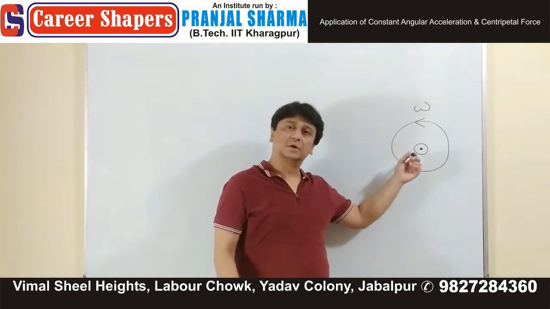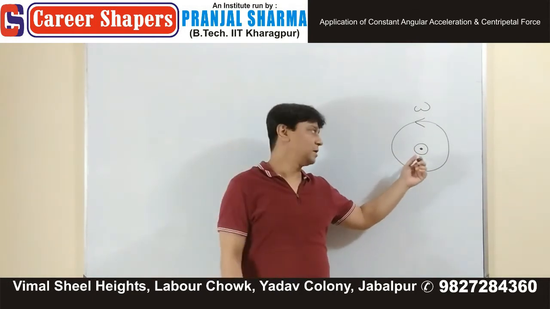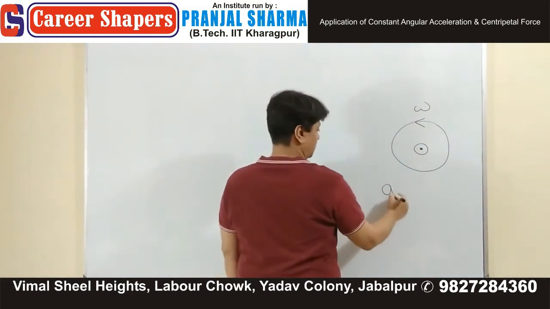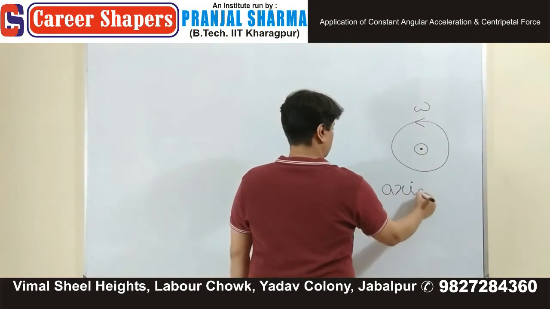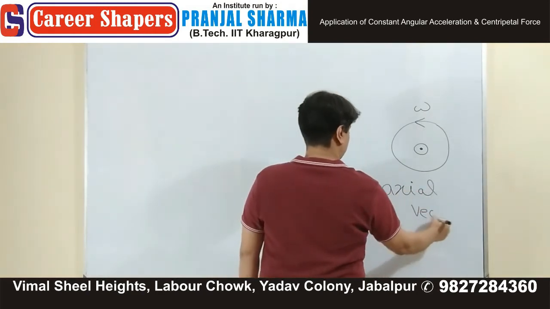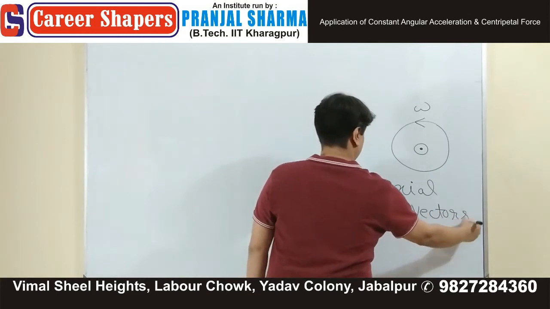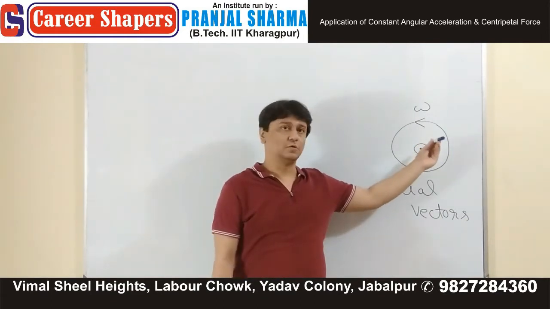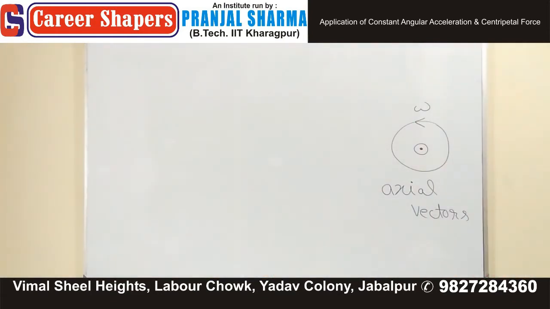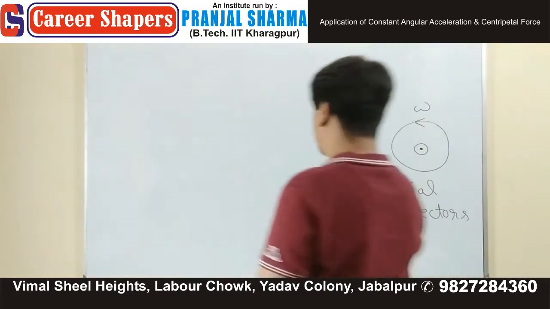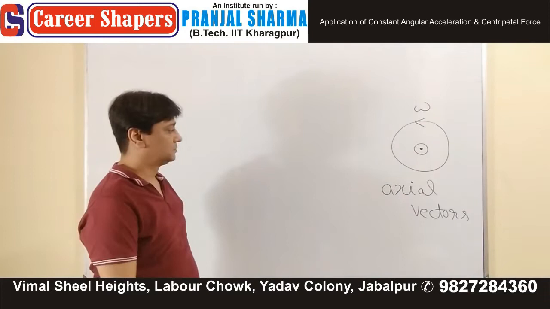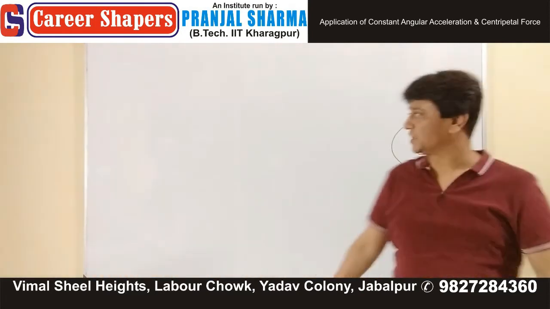Angular displacement, angular velocity, angular acceleration, all these are called axial vectors. Their directions are always along the axis. This is the axis of rotation. And that's how you give the direction of all these vectors. We have discussed these things before.